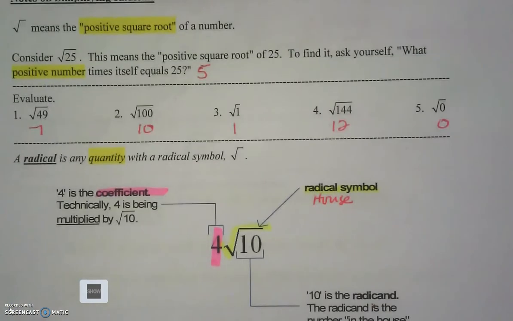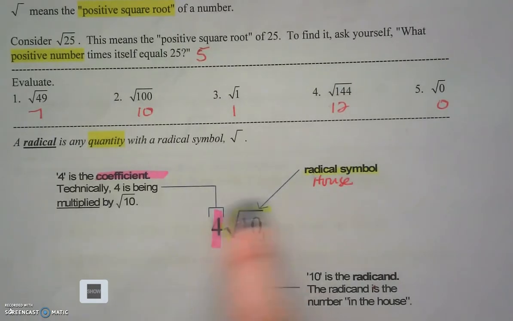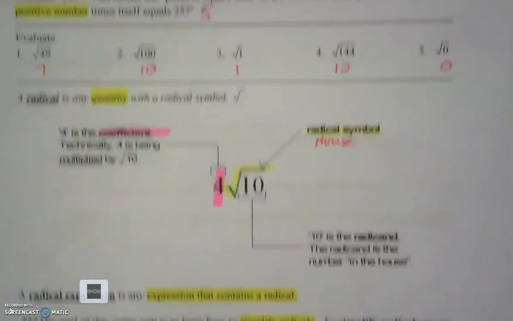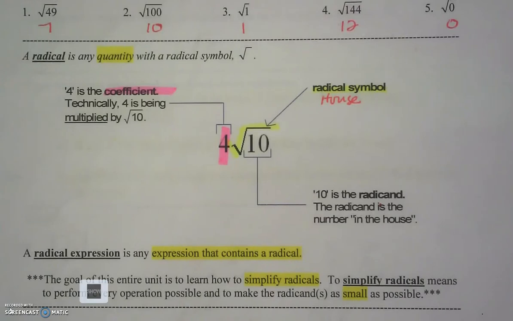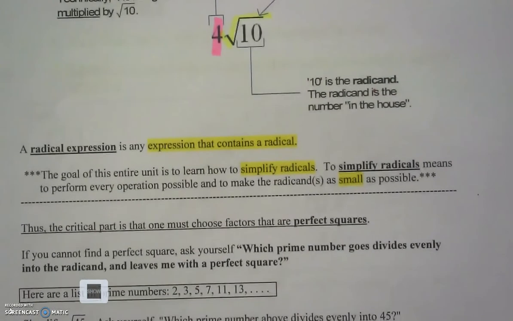A radical is any quantity that is with a radical symbol. So this is a radical expression. The outside number is still called a coefficient, just like when we were talking about coefficients being the number in front of the variable. That coefficient is still out front. We have a radical symbol, which I like to call the house. And 10 is called a radicand, that number inside the house. A radical expression is any expression that contains a radical.